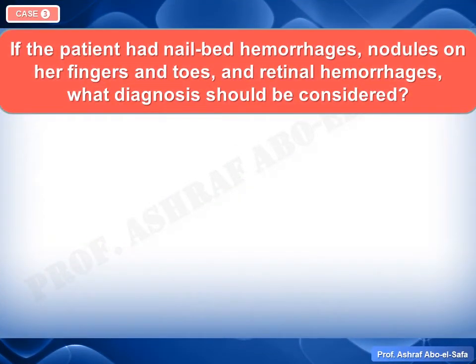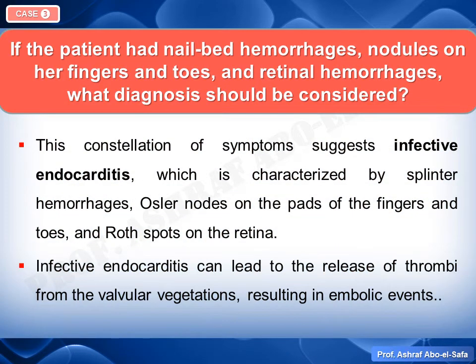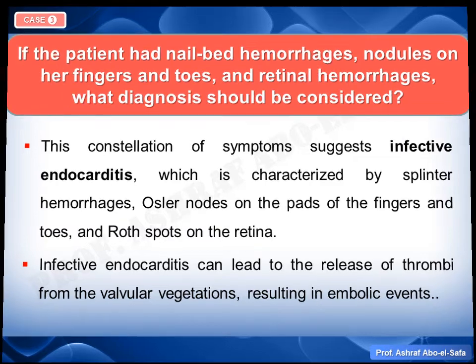If the patient had nail bed hemorrhages, nodules on her fingers and toes, and retinal hemorrhages, what diagnosis should be considered? Here in this case, the constellation of these manifestations suggests infective endocarditis, which is characterized by splinter hemorrhages, Osler's nodules on the pads of the fingers and toes, and Roth's spots of the retina. Infective endocarditis can lead to the release of thrombi from the valvular vegetations, resulting in embolic events.